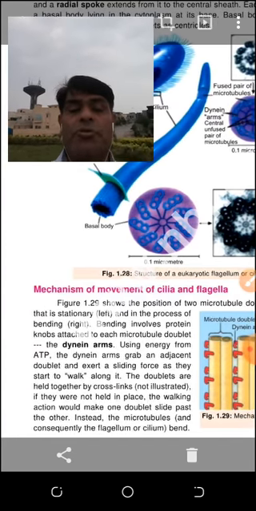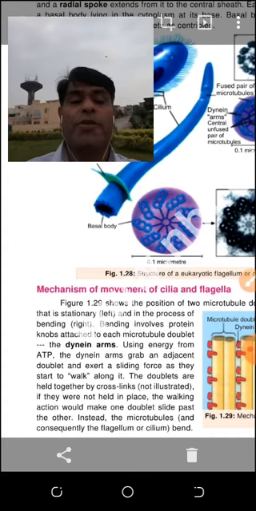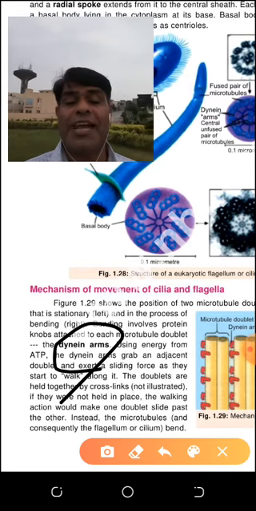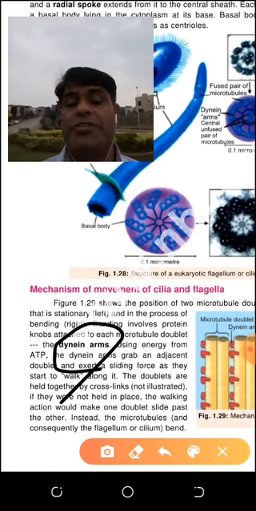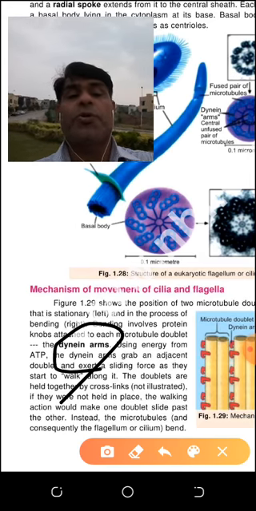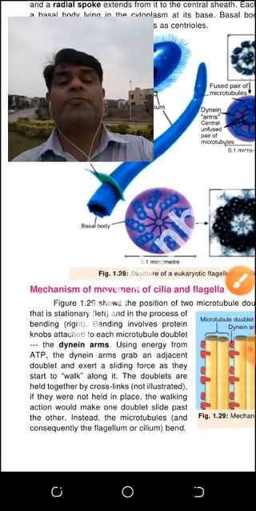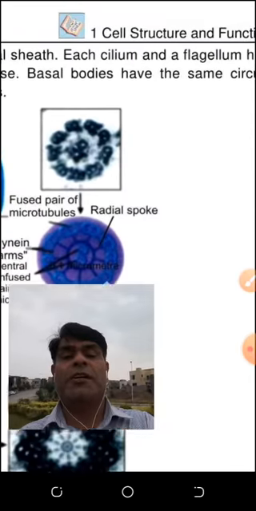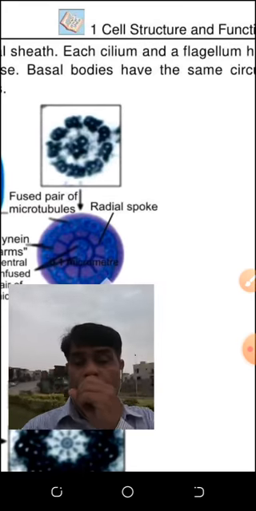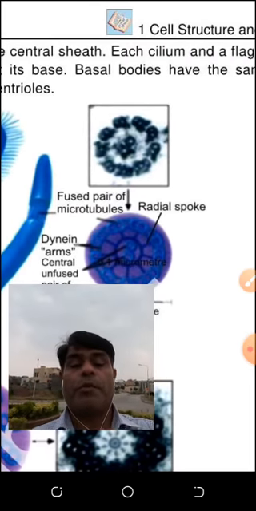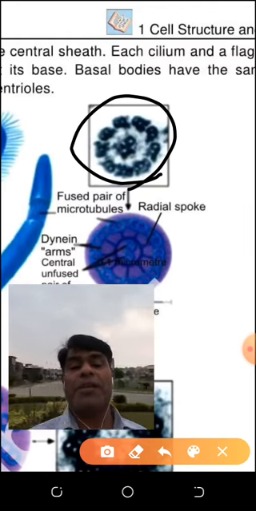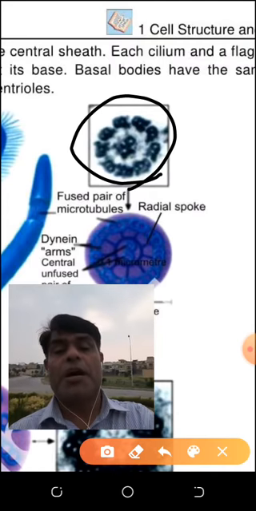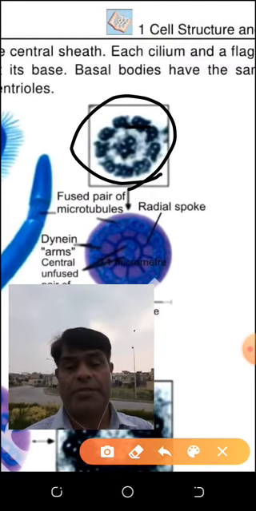Now I want to show the details which I have already told you, with the explanation. Dynein arms are written here, and they exert sliding force on the adjacent doublet. These fibers are arranged in the form of peripheral fibers; this diagram will show you the exact arrangement. These are the 9 peripheral fibers. How are they attached with each other? By dynein arms.